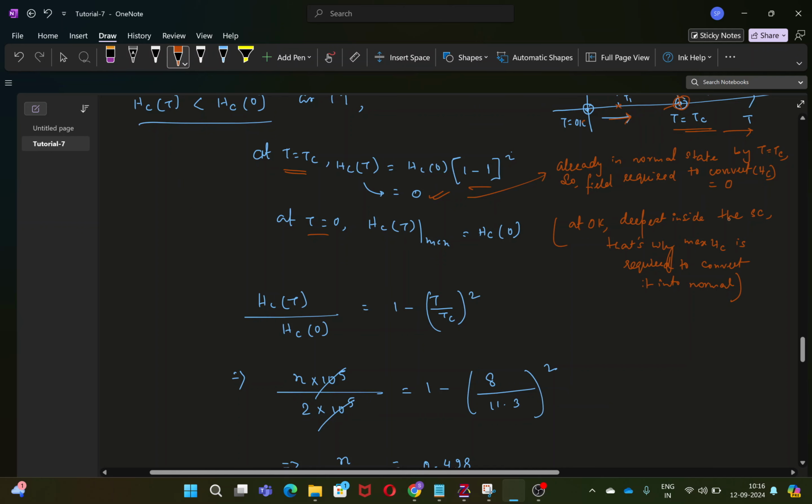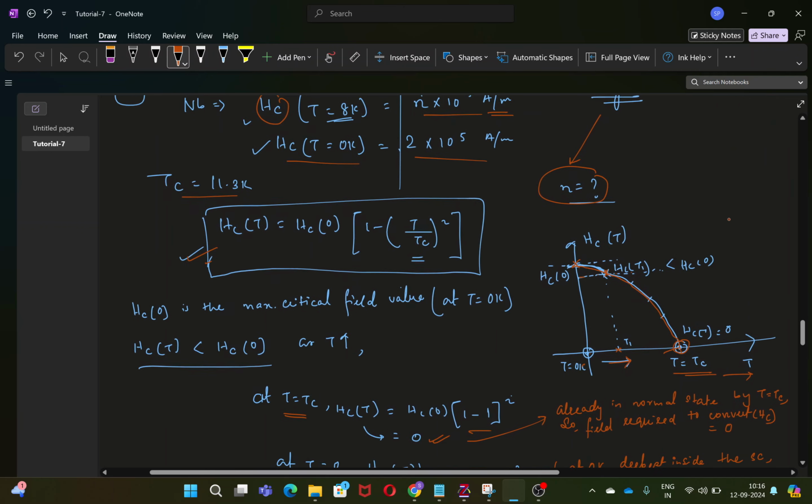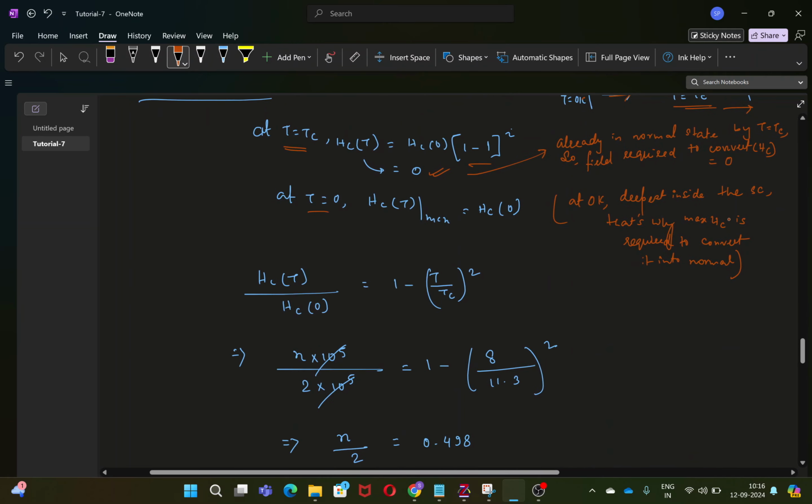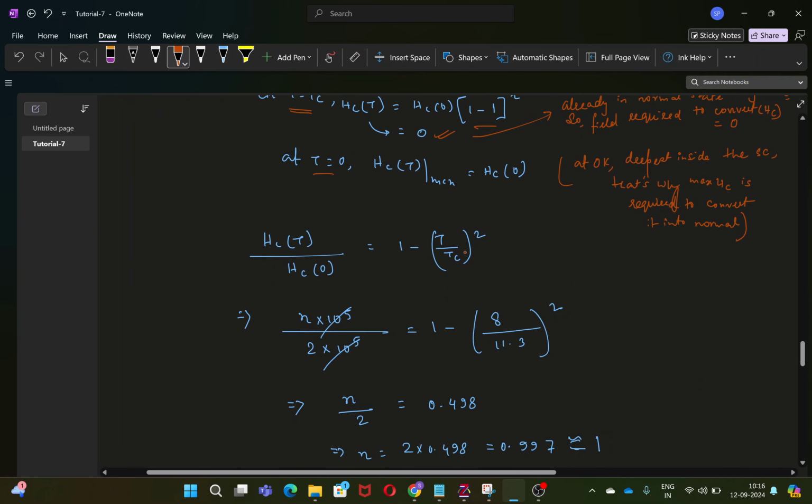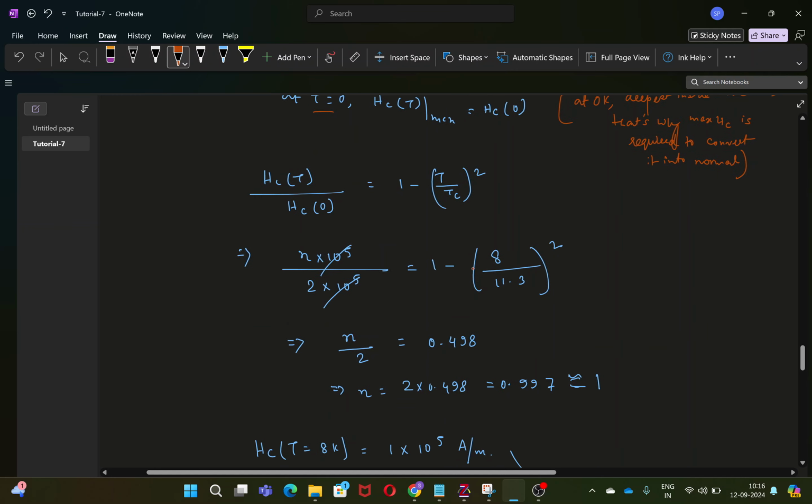So I hope these things are clear already. You can directly use the expression, and you can take a ratio of Hc(T) and Hc0. So it will be just (1 minus T by Tc) whole square. Then we will substitute the value of Hc(T), which is the 8 Kelvin value, given as n into 10 to the power 5, and Hc0 is given as 2 into 10 to the power 5. So in the ratio, this 10 to the power 5 term cancels out. So you are only left with n by 2, and on the right-hand side, (1 minus T by Tc) whole square.